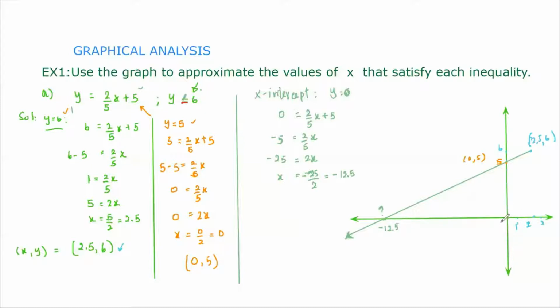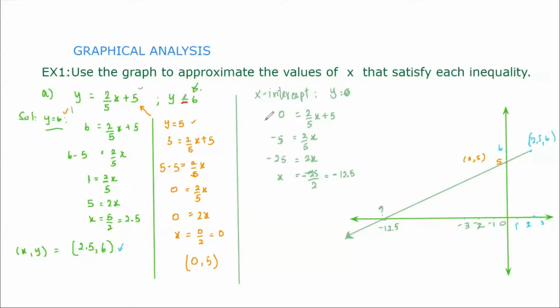So we know this x-intercept is going to be negative 12.5. Okay, this one is 0, and this one is going to be negative 1, negative 2, and so on. Okay. So for this question, we got the graph already.